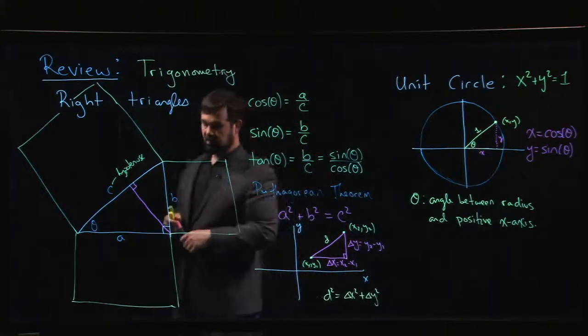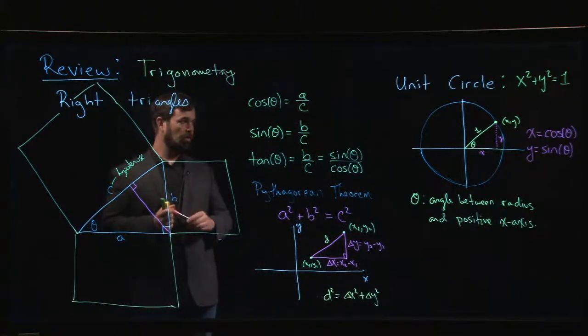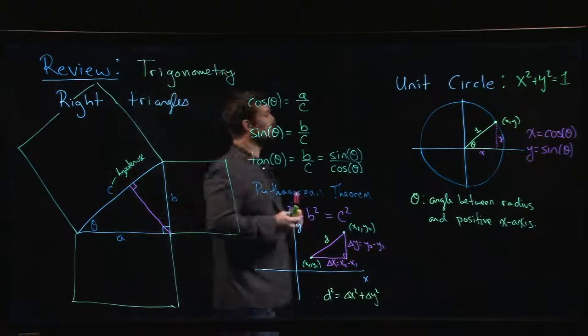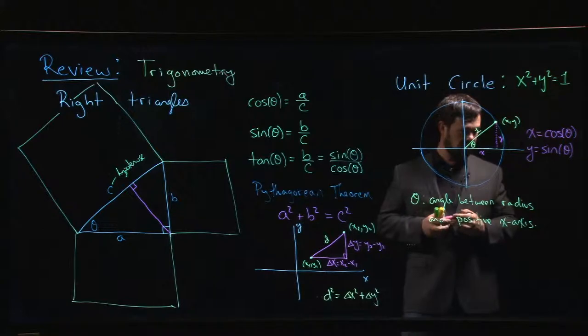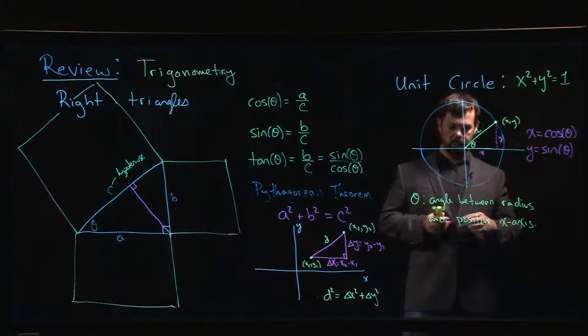Now, you can think of those as consequences of the right-angled triangle definition, but in fact, when we're doing calculus, we take these as definitions. So from the mathematical point of view, this is the definition for sine and cosine as functions, okay? As functions of this angle theta.